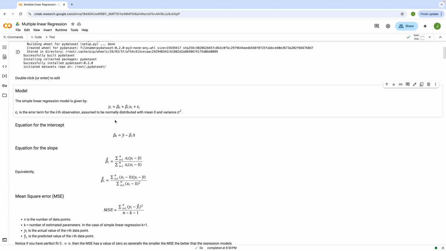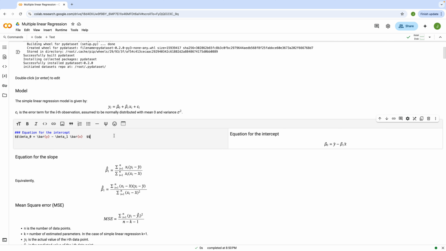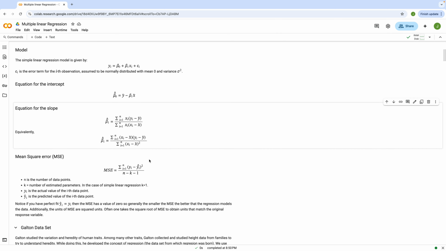And last time we talked about simple linear regression, we derived the equations for the estimate of the intercept and the equation to estimate the slope. Okay, and this should have a hat over it. So we'll do that now. And the hat just denotes that it's an estimate, so it's a minor thing.